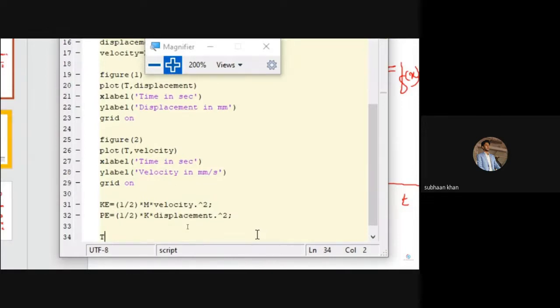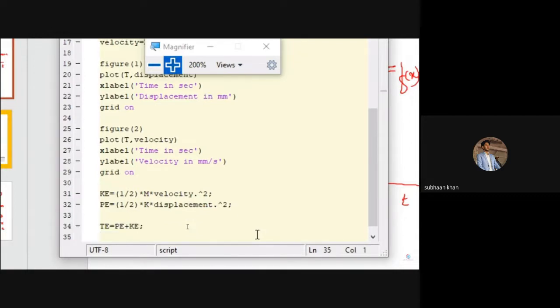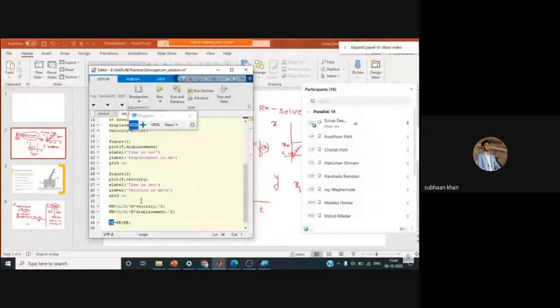What will be the total energy? Total energy is my potential energy plus kinetic energy, and it should remain constant. This value should be constant over the entire time span. Thus, potential energy can increase or decrease, and kinetic energy also can increase or decrease. So we want to verify it.